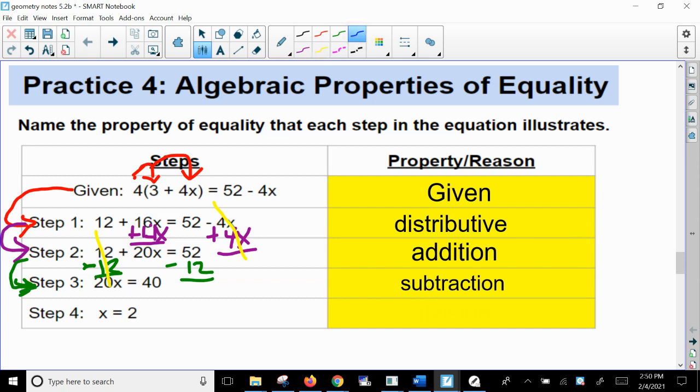And lastly, step 4, look at step 3, and you will see that you have to divide by 20. Goodness, this pen is acting up. Divide by 20, and then you get x equals 2. So that's division property. Basically, whatever math you did, that's your property.